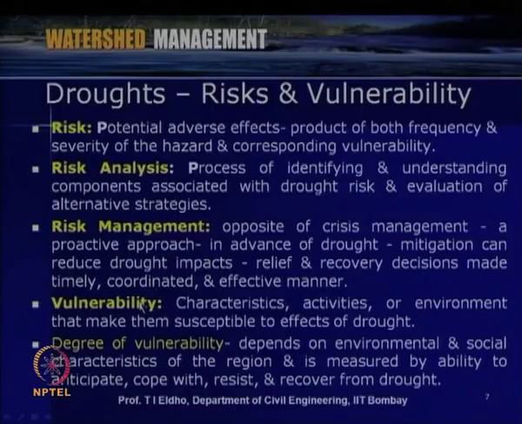And then when we look into vulnerability, vulnerability indicates the characteristics, activities or environments that make them susceptible to the effects of droughts. So, drought vulnerability refers to the characteristics or activities that make them susceptible to the effects of drought. We can calculate the degree of vulnerability for a particular area depending upon various conditions. This degree of vulnerability depends on the environmental and social characteristics of the region and is measured by the ability to anticipate, cope with, resist and recover from drought.